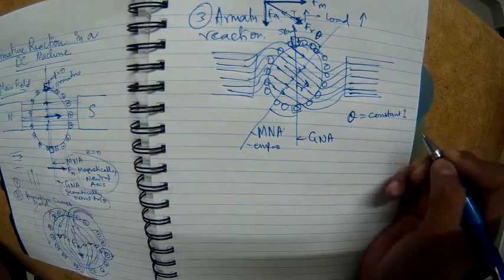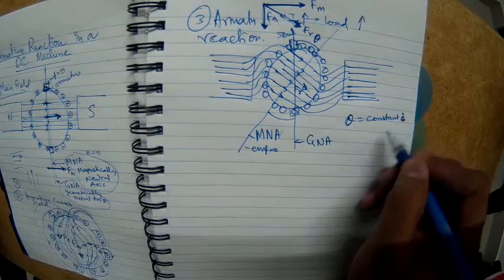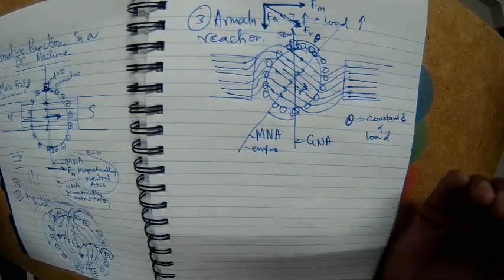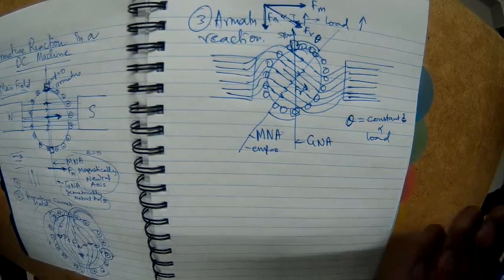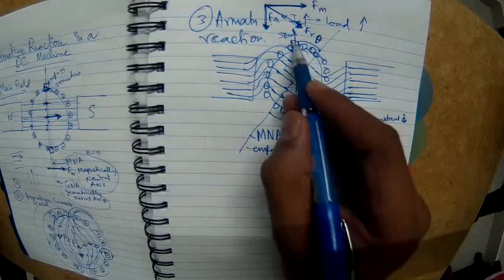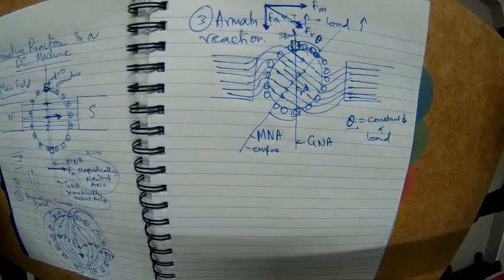Is theta like 10 degrees or 20 degrees? No, it is not constant. It is dependent on load, so proportional to load. If the electrical load on the generator increases, then more current will flow in the armature and there is more distortion of the field, and therefore theta is more. Therefore the brush position has to be continuously shifted in the machine depending on the load.